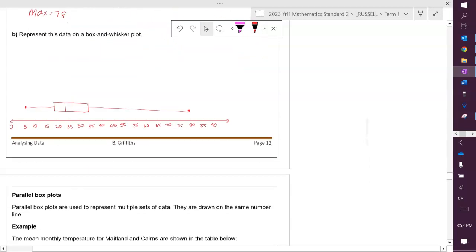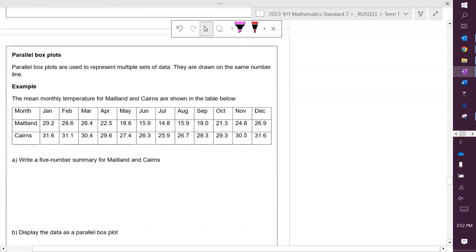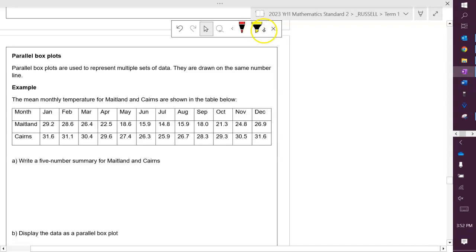Then we go on to our parallel box plots. Parallel box plots represent multiple sets of data, and they're drawn on the same number line. So we need to make sure we have one number line that can accommodate all of the scores that are shown. So we need to write the mean monthly temperature for Maitland and Cairns as shown.